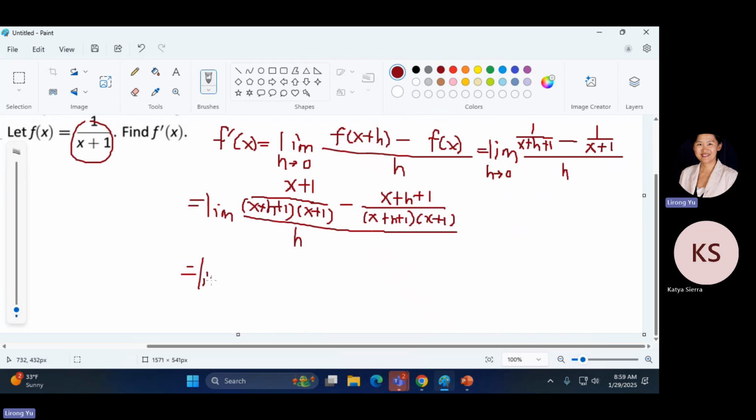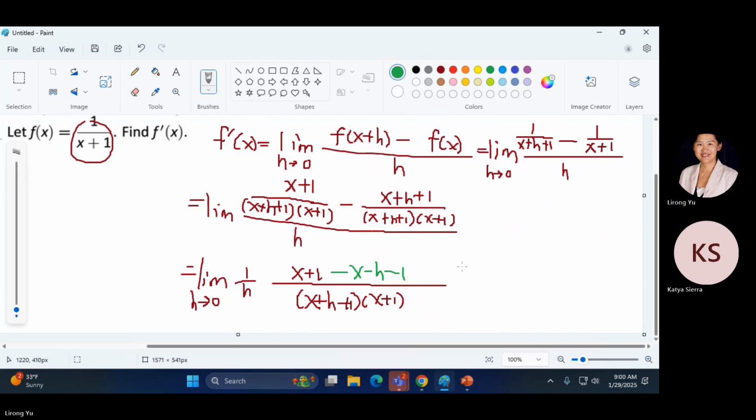This is equal to the limit as h is approaching 0. This is division by h. Let me just write 1 over h here. Division by h is multiplying by the reciprocal, and now we have this, and that will be x plus h plus 1, and that's x plus 1, right? I'm going to subtract the numerator. The first term is x plus 1. The second term, let's write it specifically, is minus x minus h minus 1, because the minus sign is going to affect every single term. So they switch to a negative sign because it's subtraction. Any question?